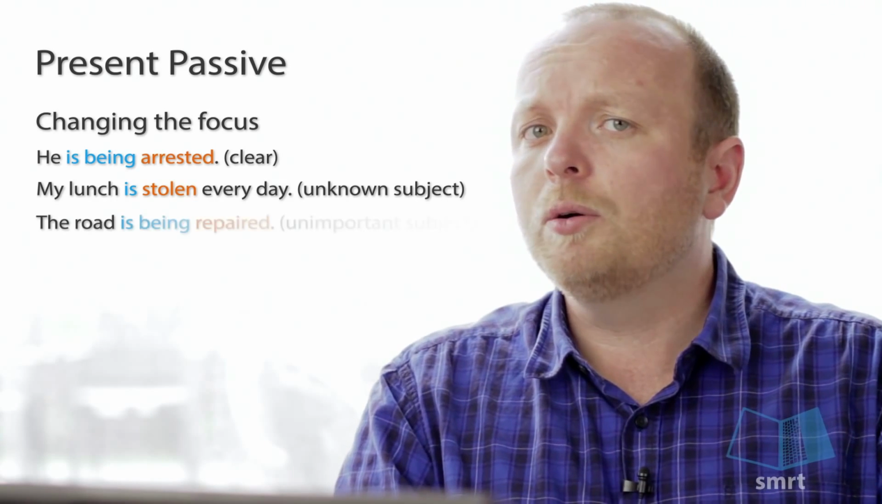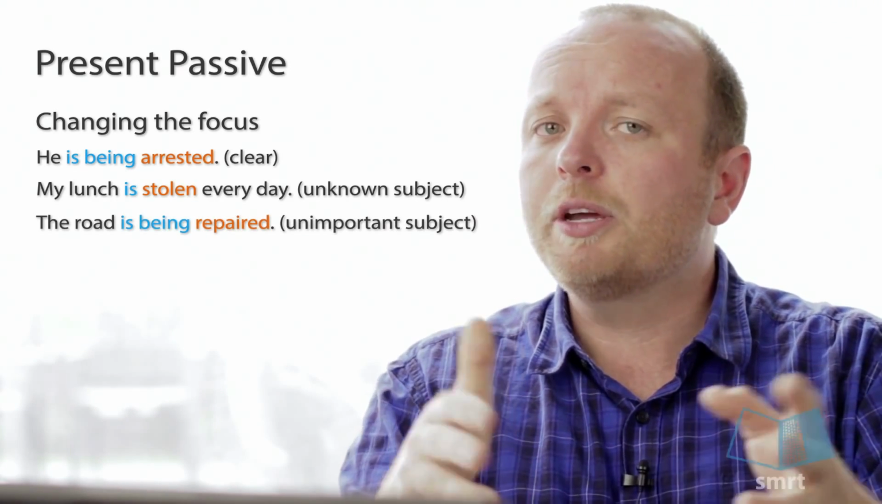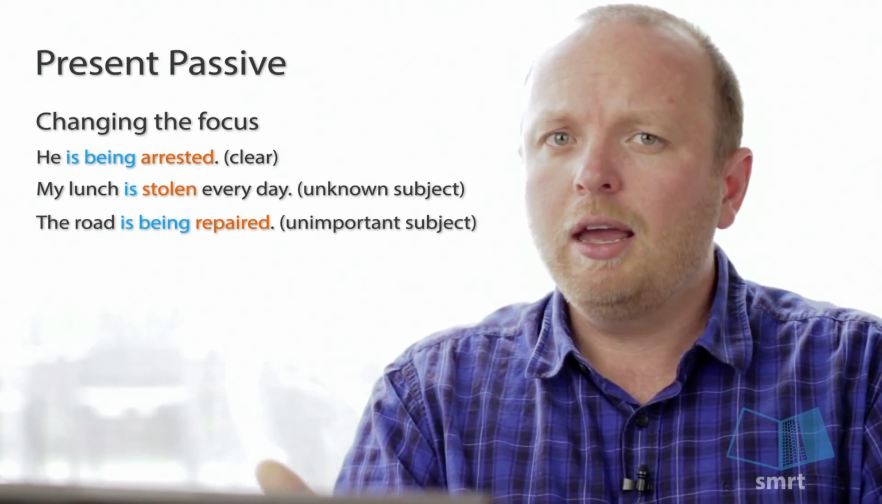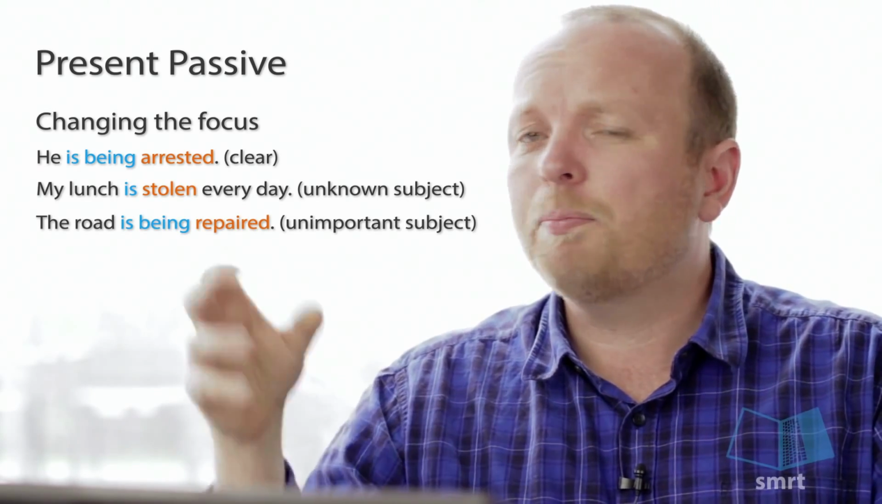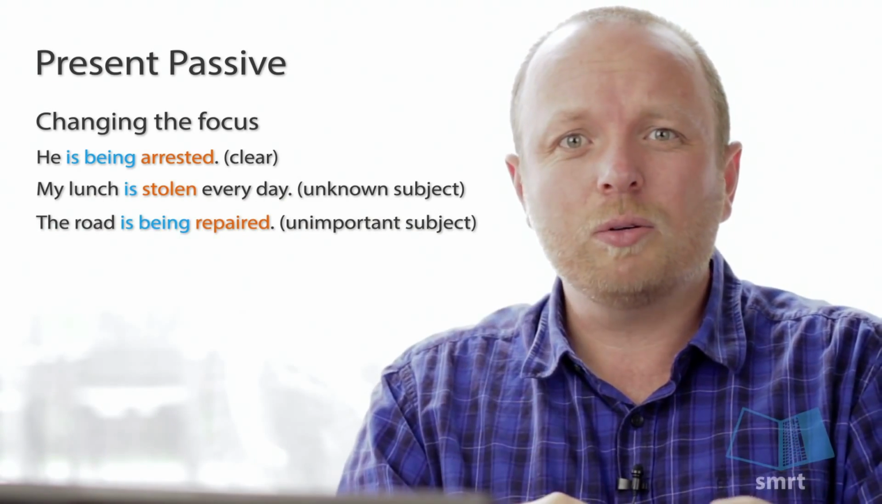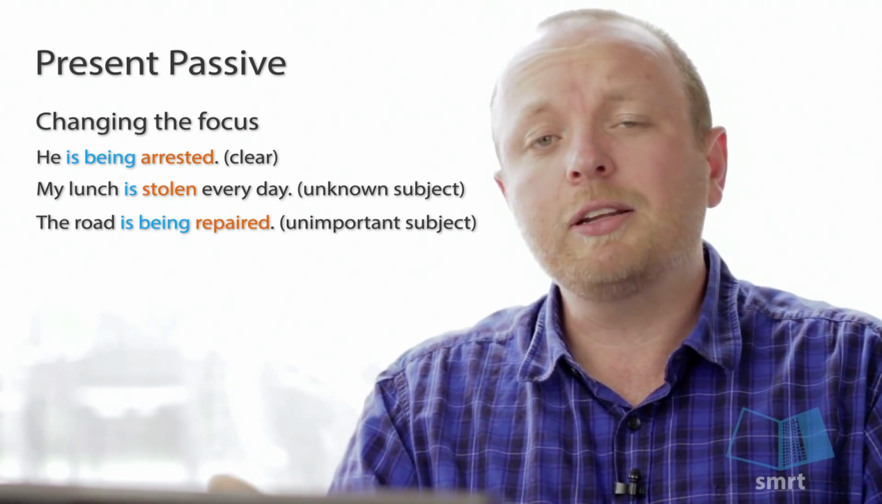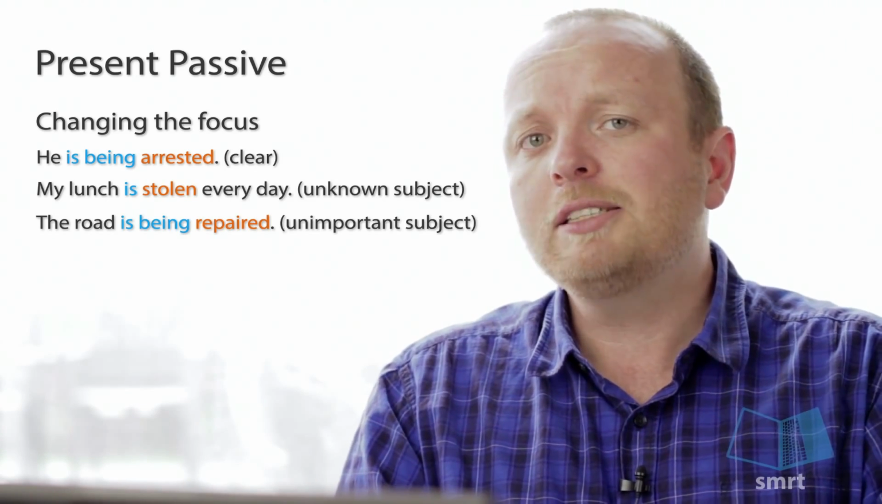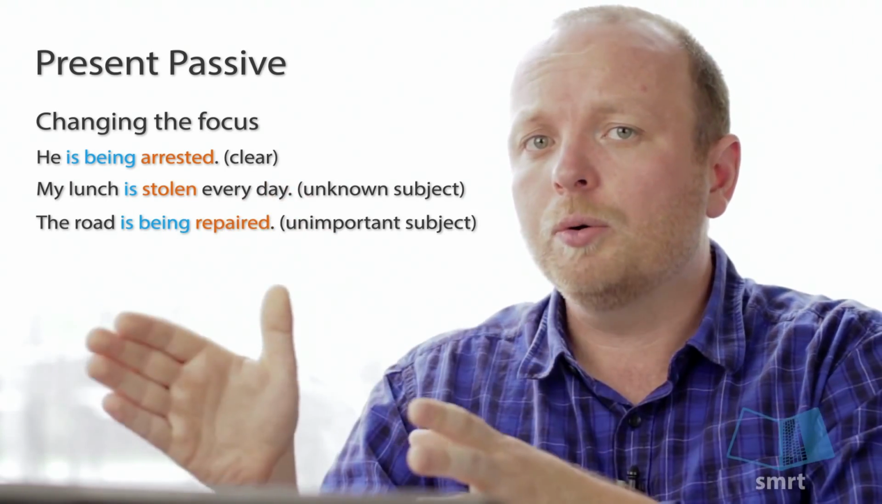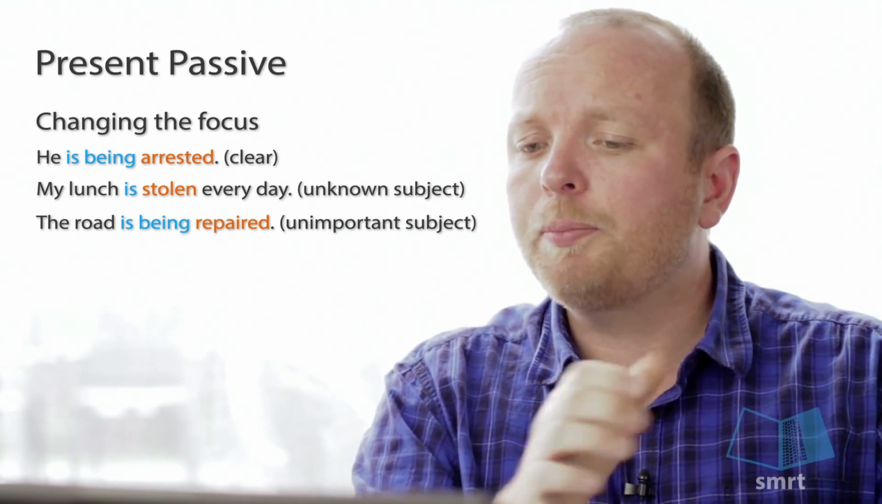Right now, the road is being repaired. Okay? I don't care about the people repairing the road. It's not important in my sentence. So I say the object. The road is being repaired.